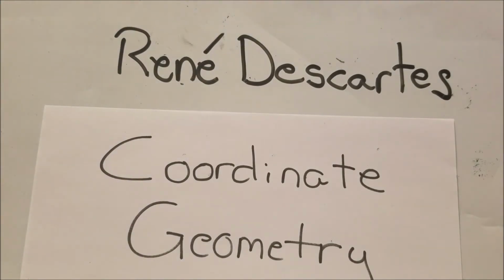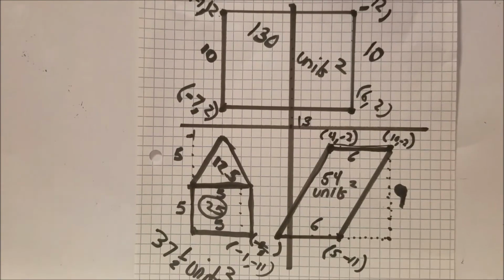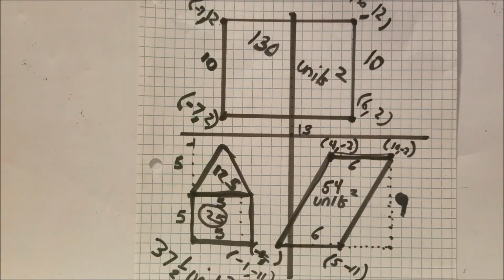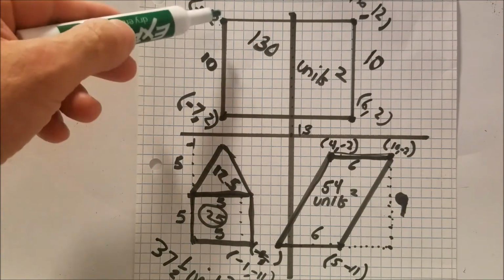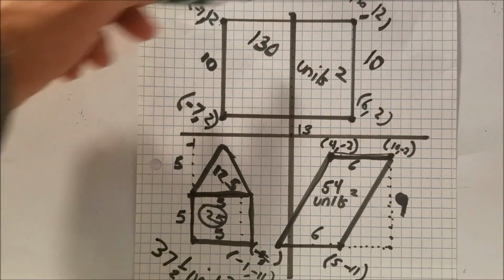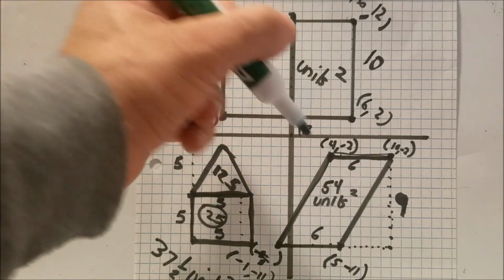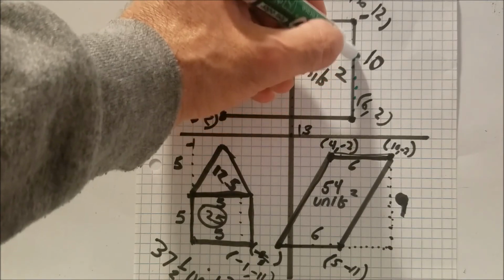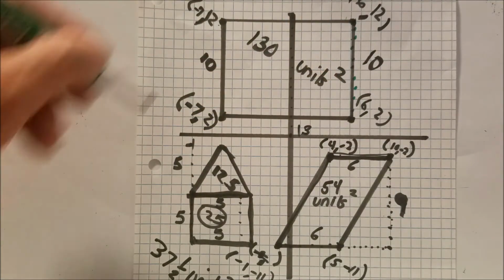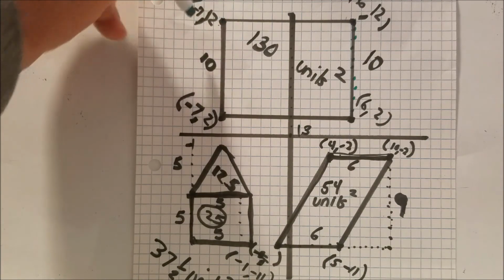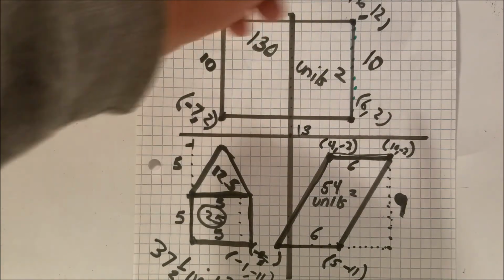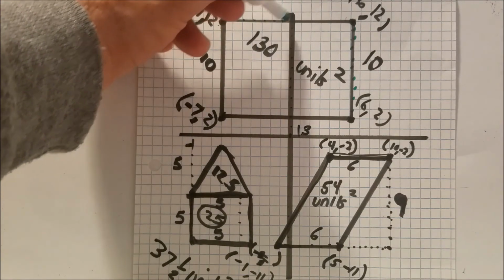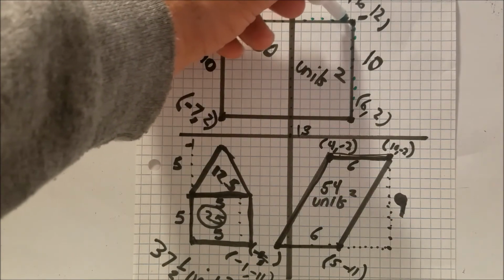All right, so let's do another one. Here I've got 3 different polygons on the grid. Here we have a rectangle. These are the points. So from this point to this point, it's 10 units. We'll count 1, 2, 3, 4, 5, 6, 7, 8, 9, 10. And here we have 13. We don't care that it's in a negative zone. It's all about absolute value when you're doing this. So we'll count 1, 2, 3, 4, 5, 6, 7, 8, 9, 10, 11, 12, 13.